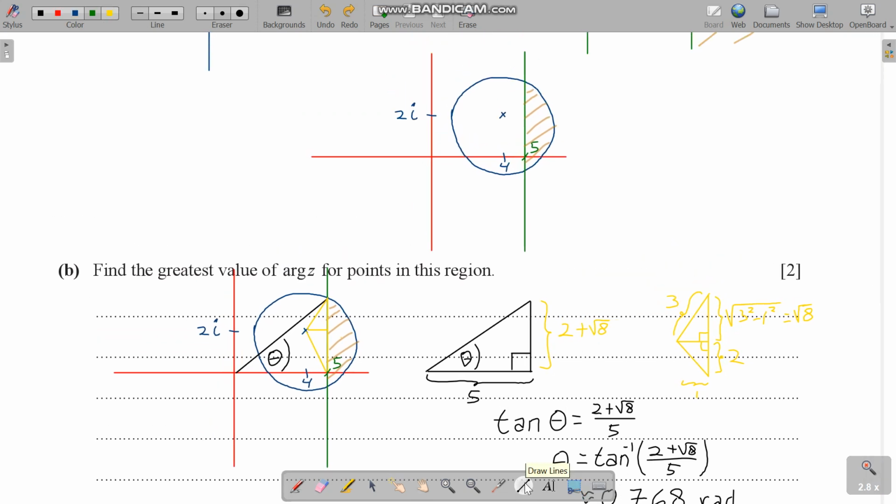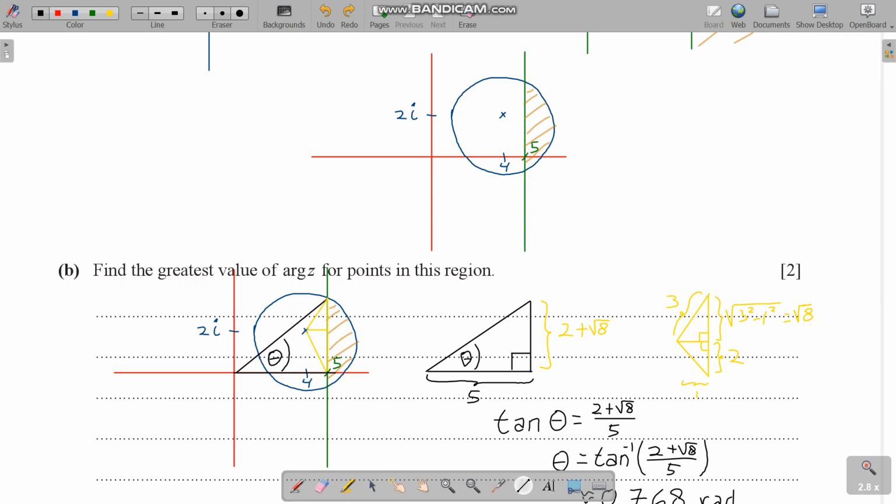Okay, next part, find the greatest value of arg z for points in this region. So first of all, z is a point from the origin to any point here in the shaded part. So z can be this line from origin to around this point, or around this point to any point in the shaded area, that is z.